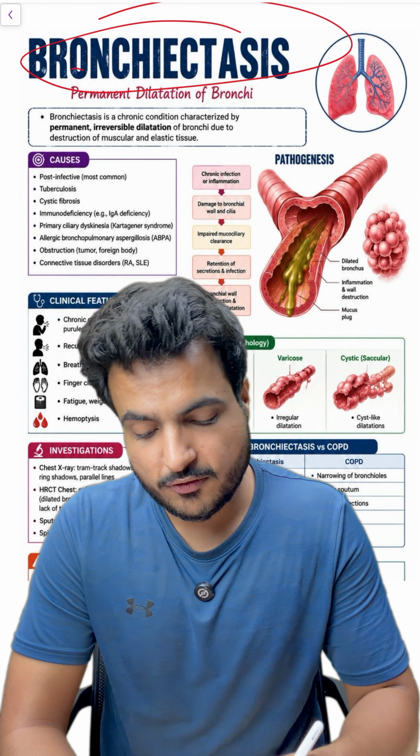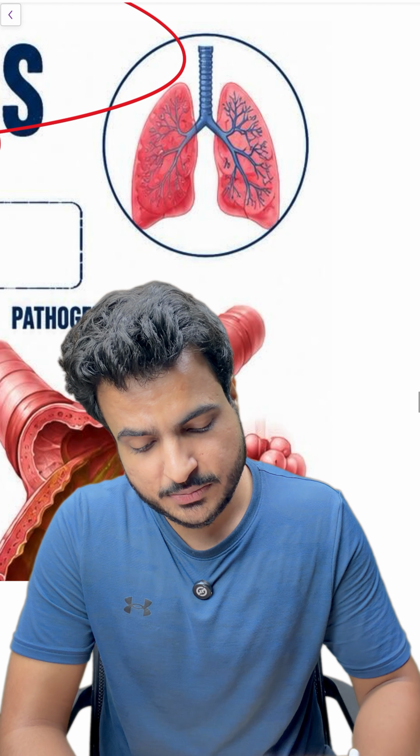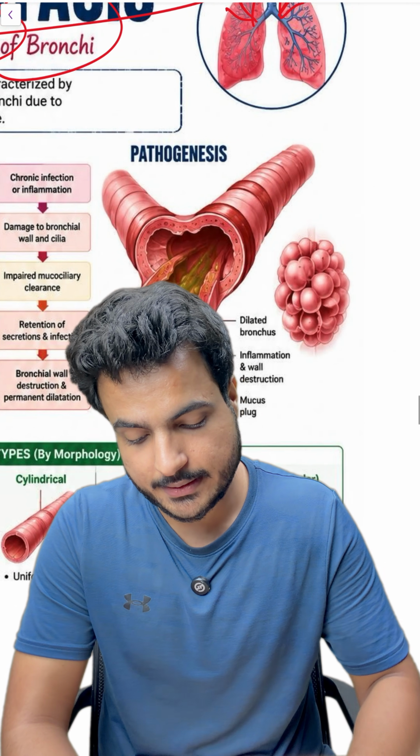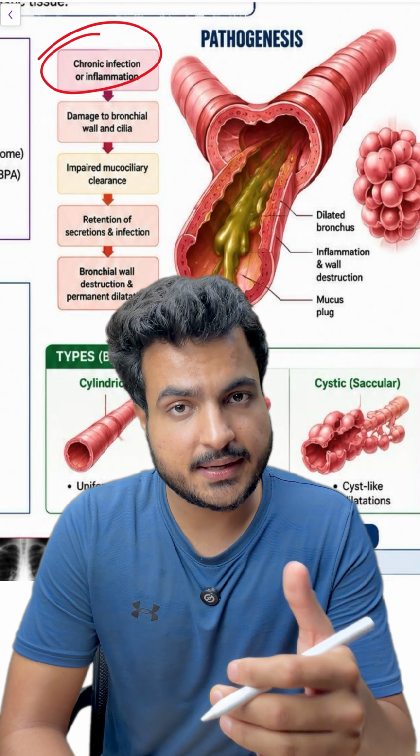Bronchiectasis is a condition of permanent dilatation of bronchi. Now let's find out what happens in these patients which results in permanent dilatation of bronchi. What's the pathogenesis behind it? So in this, there is chronic infection or inflammation of the respiratory tract.